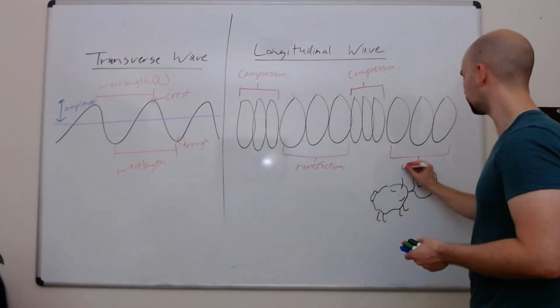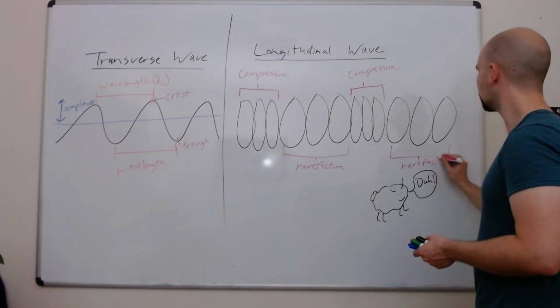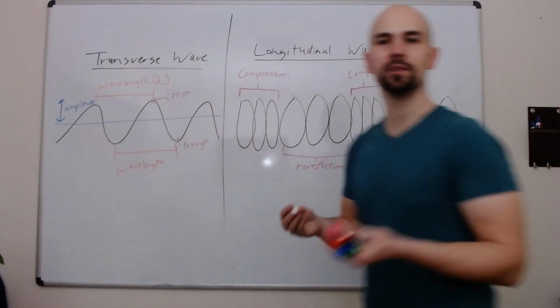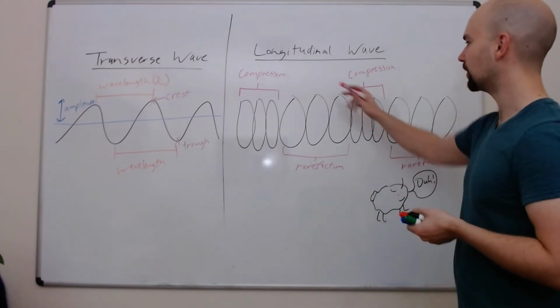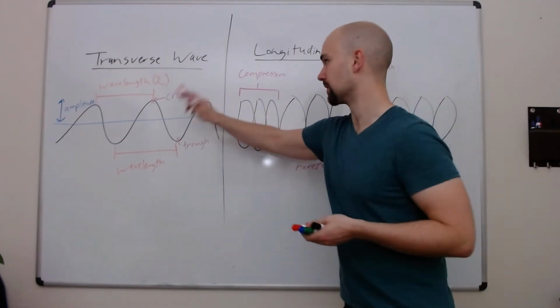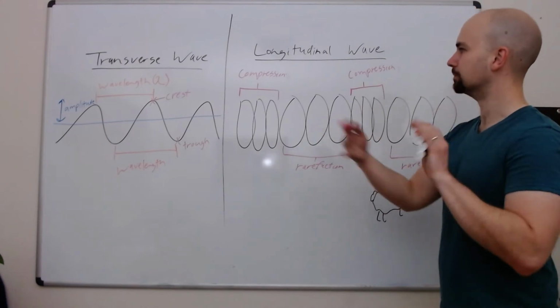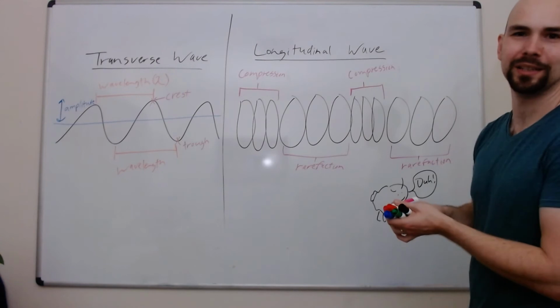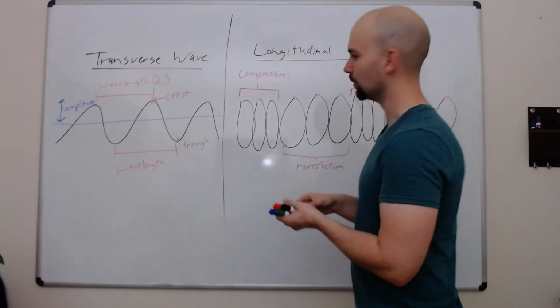Rarefaction. I color-coded these the same as crest and trough because they're the equivalent. You don't really have a high and low point of this wave, but you do on this one, so you have crests and troughs. But here it's a matter of compression. So you've got compressions and rarefactions, and therefore the distance between them is actually going to be your wavelength.